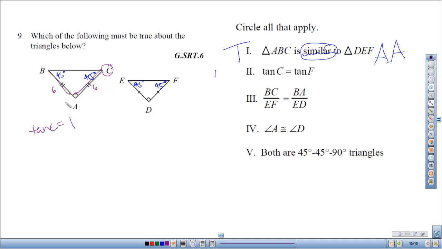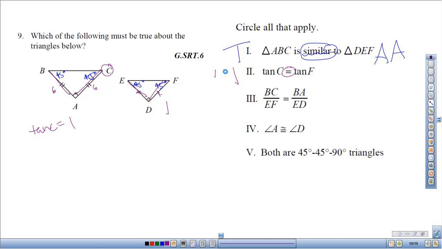What if it was 8? I don't really know that it's 6 and 6, but whatever it is, when you divide them, it's going to come out to be 1 because they have to be the same. So would the same thing happen for tangent of angle F, opposite over adjacent? Do you notice you're going to end up dividing the same 2 numbers into each other again? And so you will get 1 again. So are those actually equal?